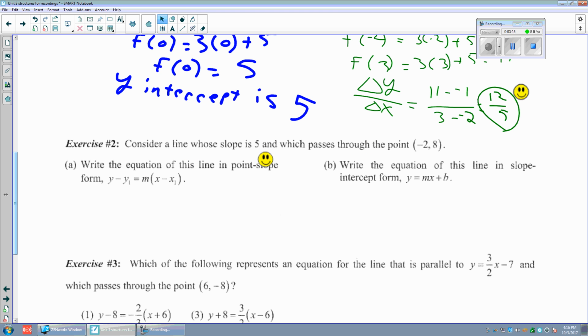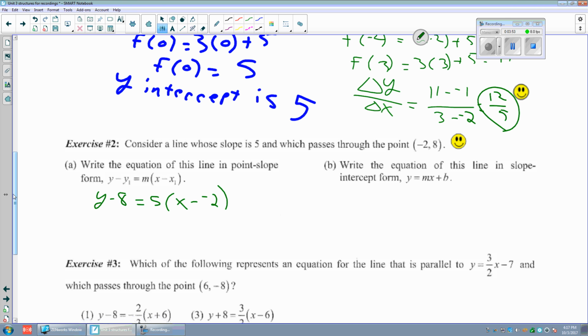Consider a line whose slope is 5, which passes through the point negative 2, 8. Write the equation in point slope. Let me see. Slope is 5. x minus x1, where x1 is negative 2. y minus, the y value is 8.